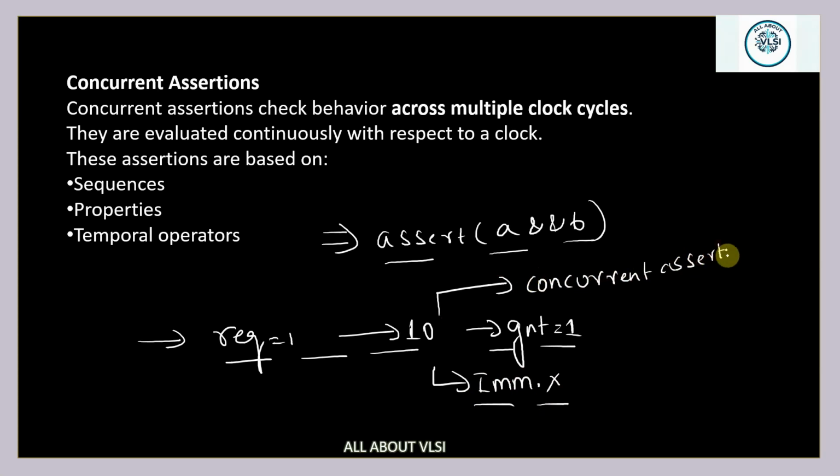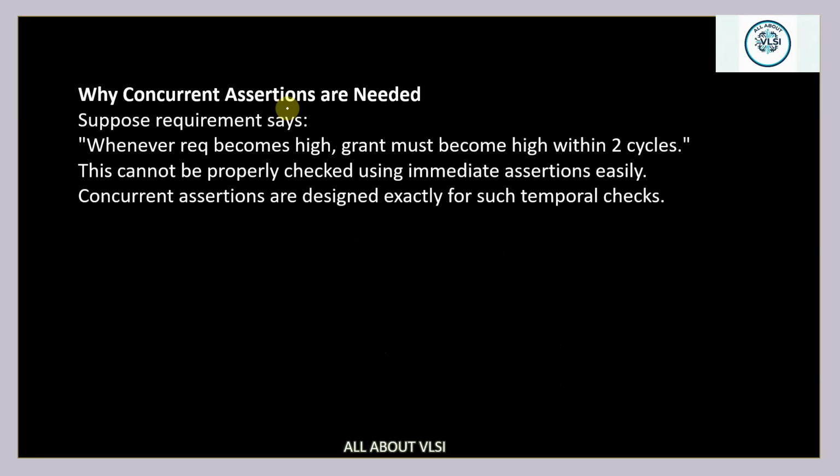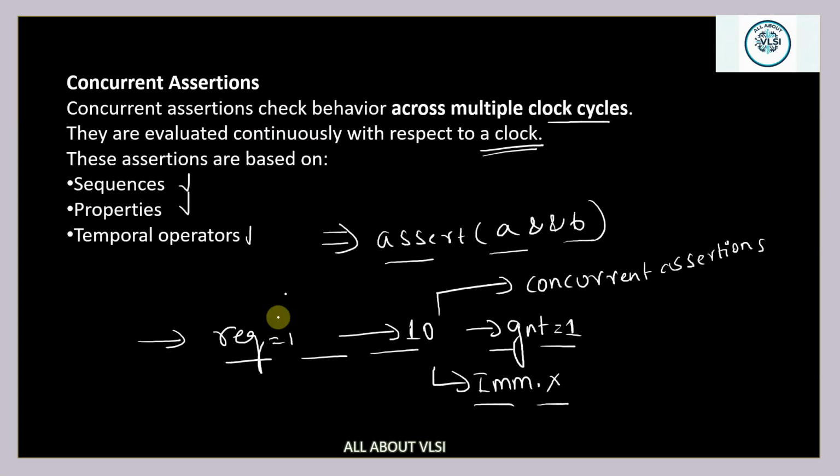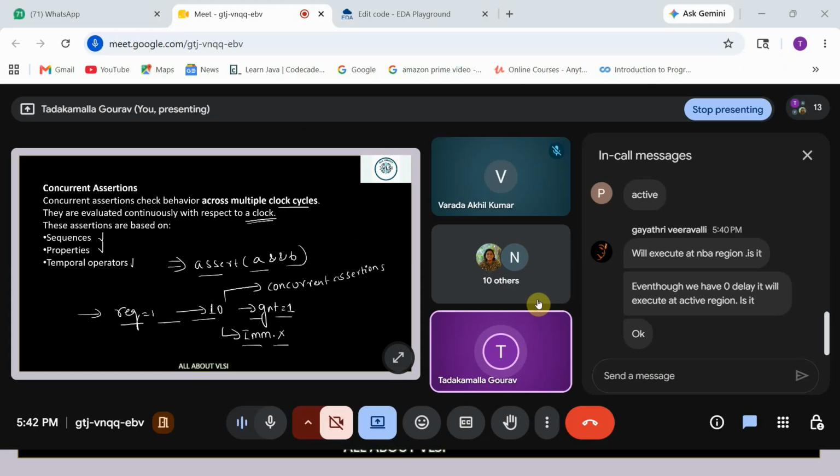These concurrent assertions can have delay based checking, so I can check across multiple cycles, right? Basically, concurrent assertions check behavior across multiple clock cycles, and these are evaluated continuously with respect to a clock. In the case of immediate assertions, you cannot check your assertions with respect to a clock. And these assertions are based on sequences, properties, and temporal operators that we are going to discuss. Now, why do I need these concurrent assertions? This is the example I have shown you over here, the request and grant example. Is it clear, guys?